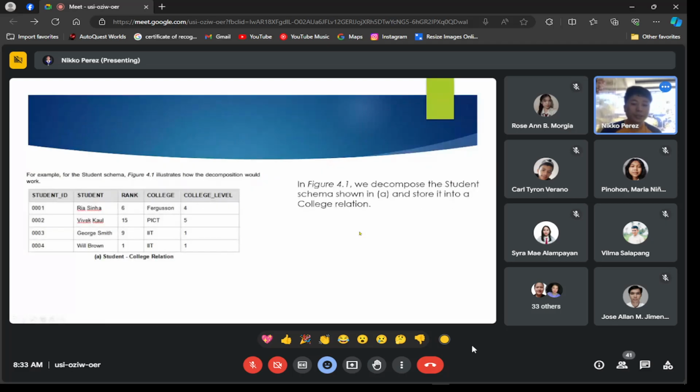So let's see. This is now our table 4.1, having the student and college relation. If we notice the schema, there is repeated data of the student and of the college. Let's try to identify how we can resolve this concern or problem. How are we going to resolve this data redundancy? We have different processes or procedures for that.